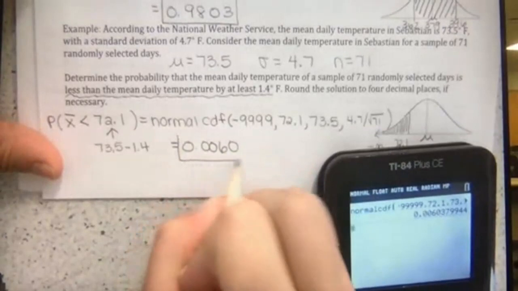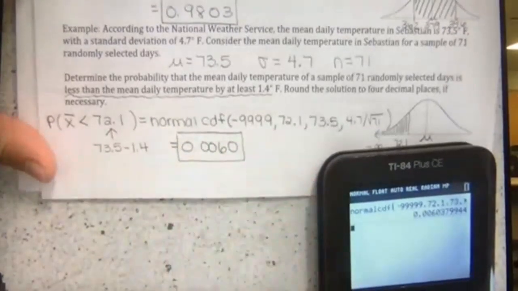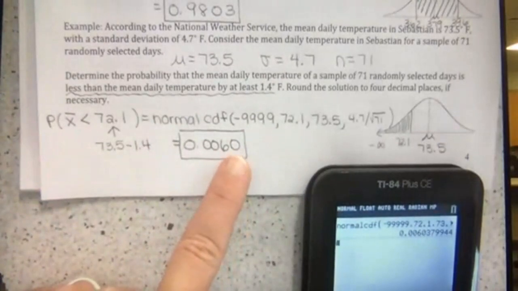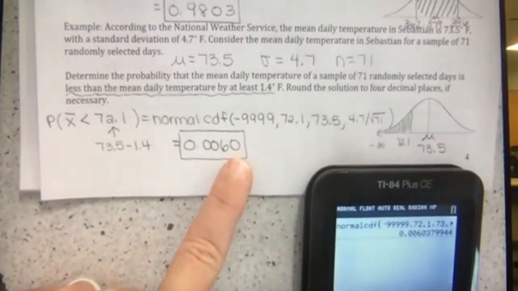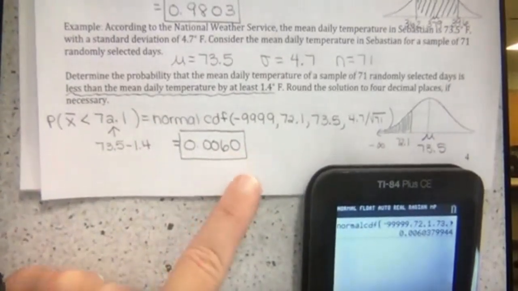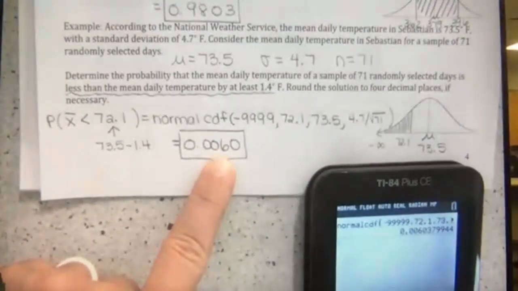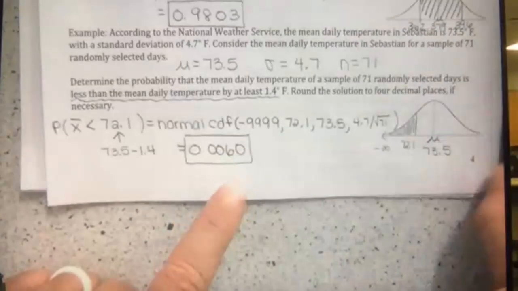0.00603. So it'll round to 0.0060. While we're here, it said round to 4 decimal places, so that's why I want to put that last 0 to show that we did round it, and it was just 0. So don't stop it at 6 because it'll only look like 3 decimal places. So make sure to put 4 decimal places.